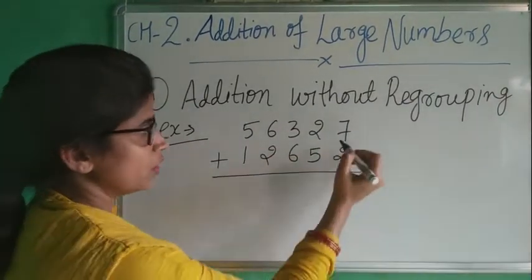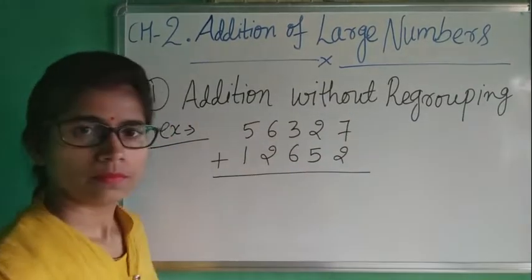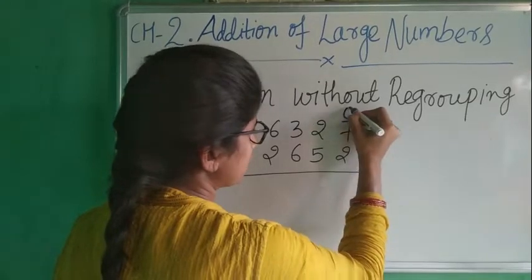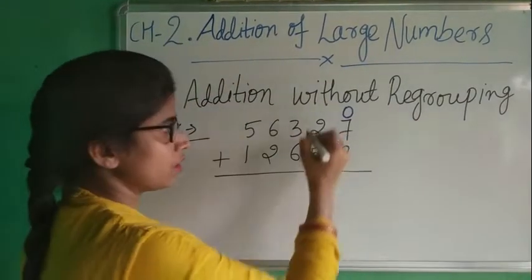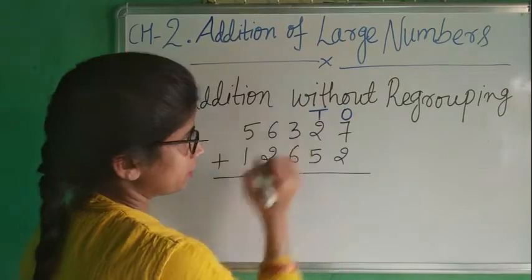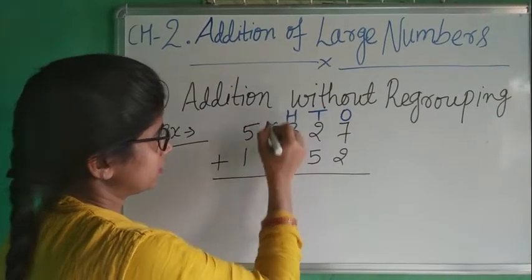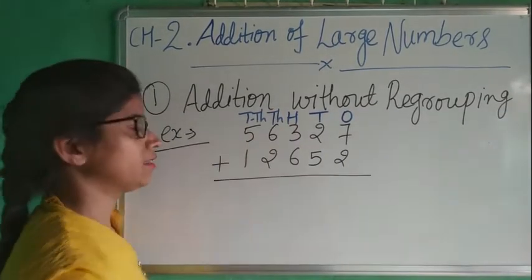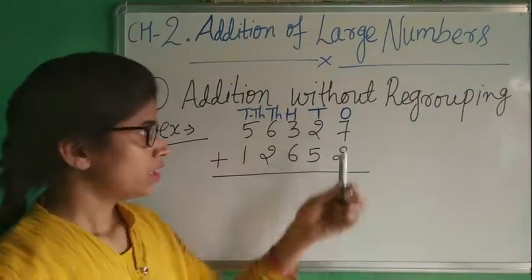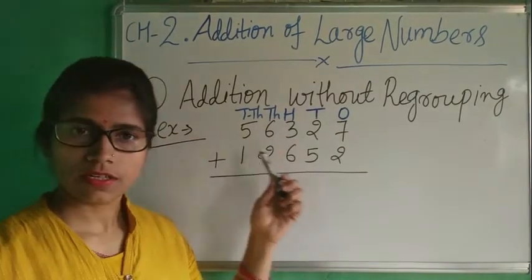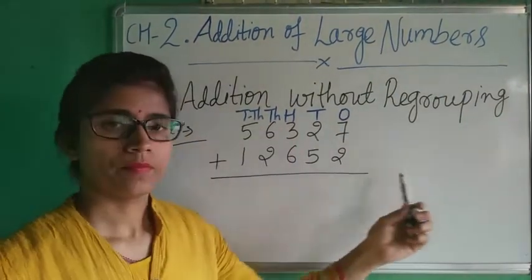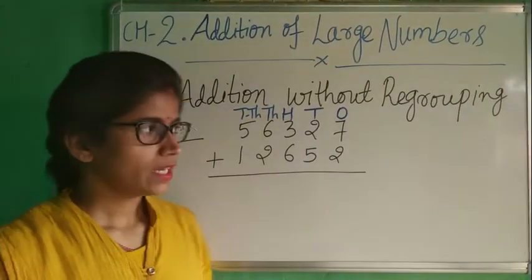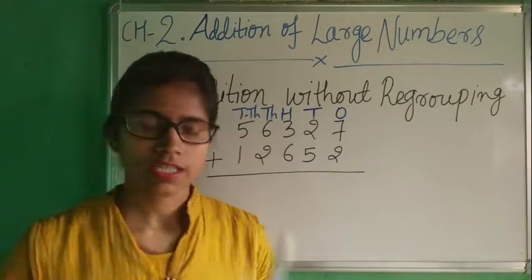So tell me, what is the place value for 7? Place value for 7 is ones place. For 2, tens place. This is hundreds place, thousands place and ten thousands place. First of all, you have to arrange the numbers by the place value. In addition, 2 keywords are there.